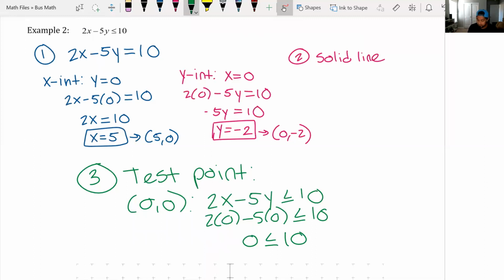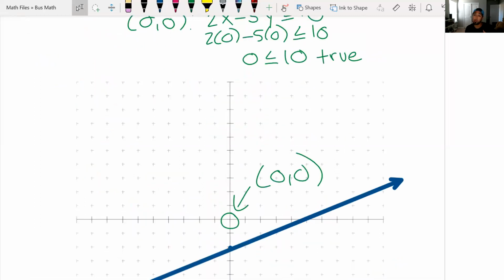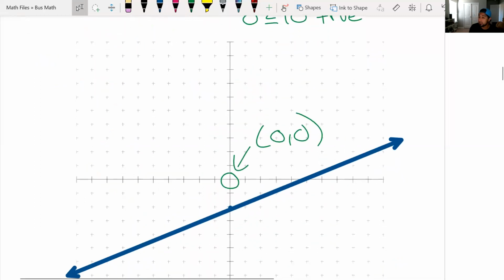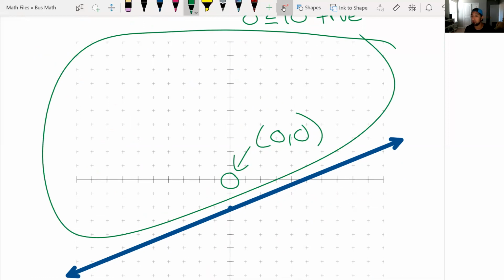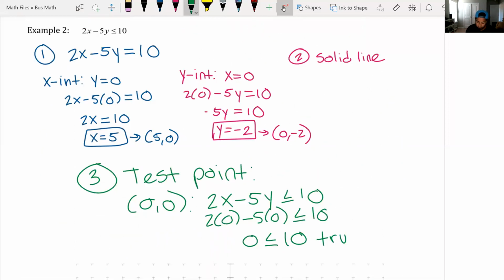Now, is 0 less than or equal to 10? That answer is yes. Therefore, this is true, which means that we will shade on the side where the points are true. This means that if (0, 0) is true, the rest of these points happen to be true. So we'll shade up.